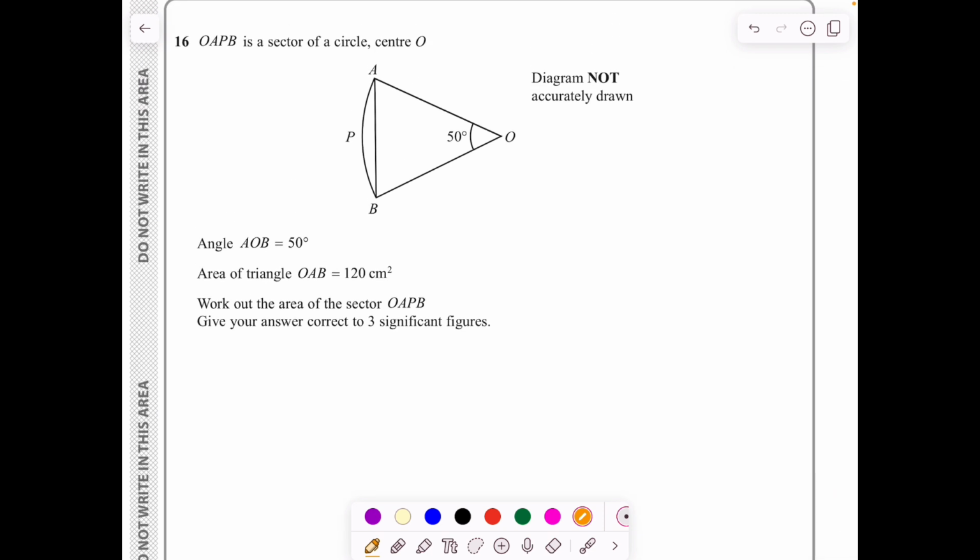Okay, here we want to work out what the area of the sector is. In order to work out the area of the sector, I need to know what the radius is. And so I'm going to use the information they've given me for the area of the triangle. So I know that I'm going to use my advanced trig, so I'm going to use half ab sine C.